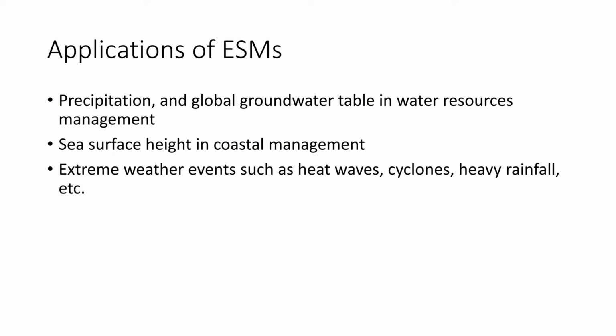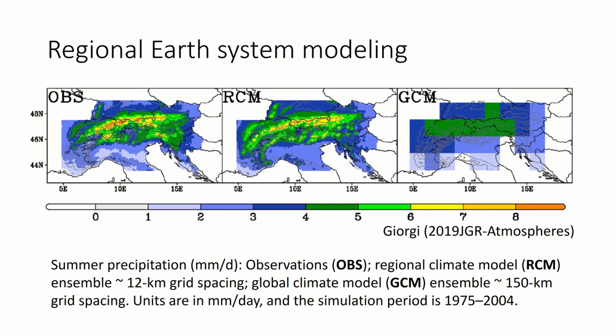Earth system models are also used to simulate extreme weather events such as heat waves, cyclones, and heavy rainfall, and so on and so forth. So these are some of the applications of Earth system models or the special class of climate models. And traditionally this has been done with regional Earth system models.